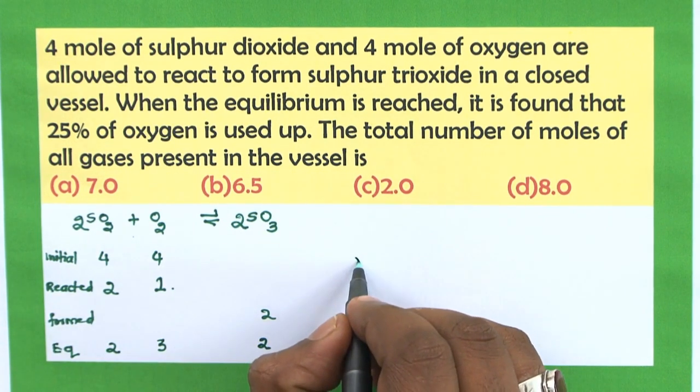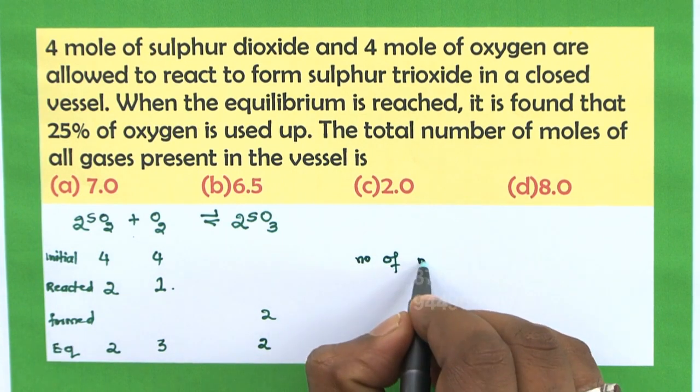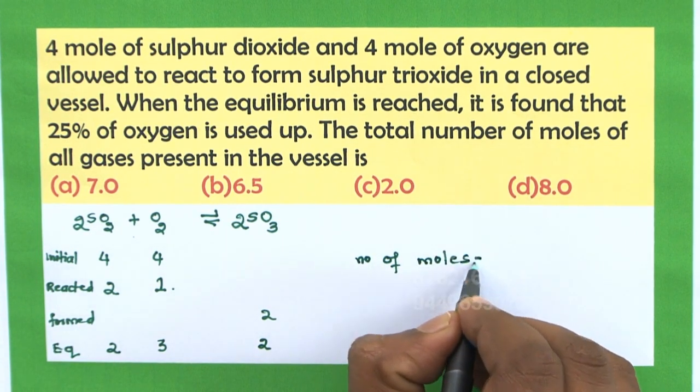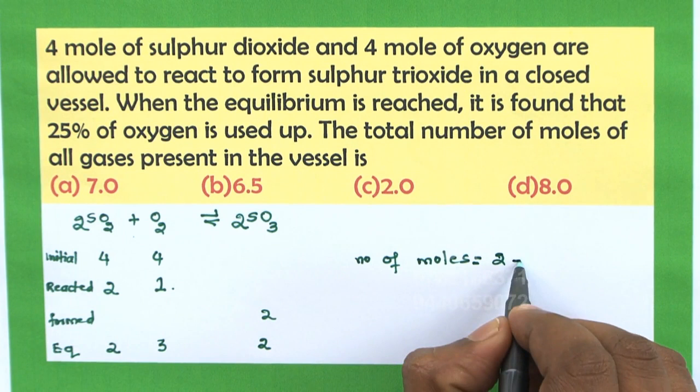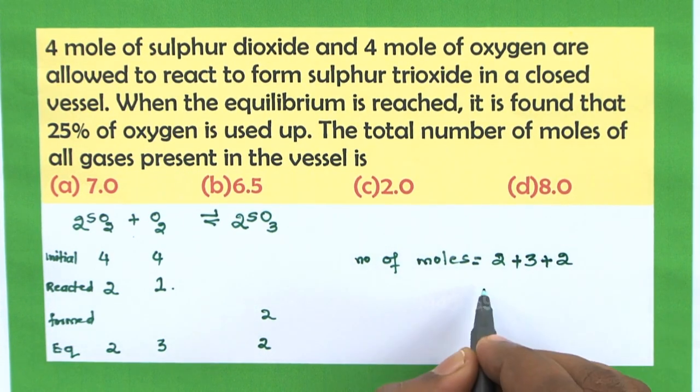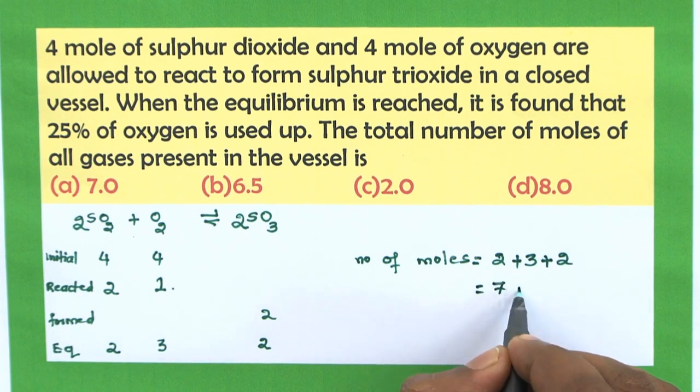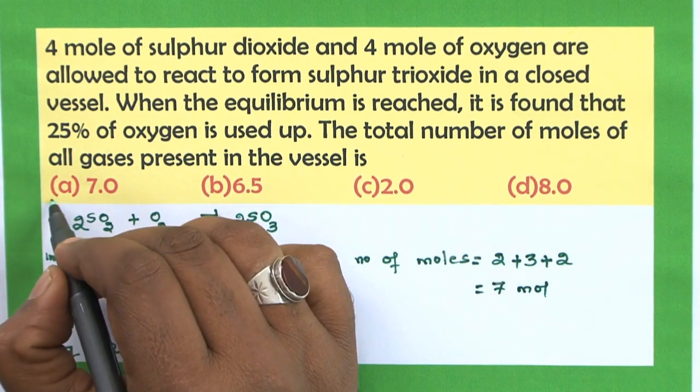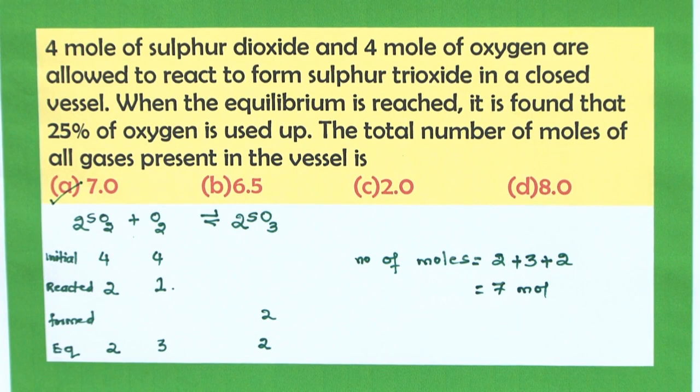So the total number of moles at equilibrium is equal to 2 moles of sulfur dioxide plus 3 moles of oxygen plus 2 moles of sulfur trioxide. That will be equal to 7 moles. Hence option A is the right answer.